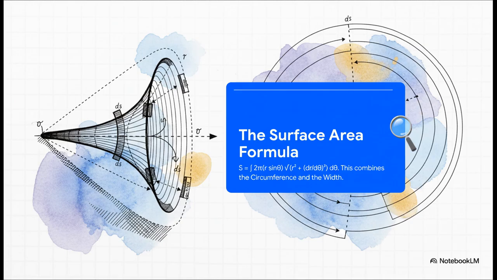And now we put it all together. The integral sign is just our fancy summing machine. It tells us to add up all the little pieces. And what are the pieces? Well, it's our circumference, 2 pi r sine theta, multiplied by our width, that whole ds arc length formula. And there it is. The simple idea of circumference times width has now become our incredibly powerful integration tool.